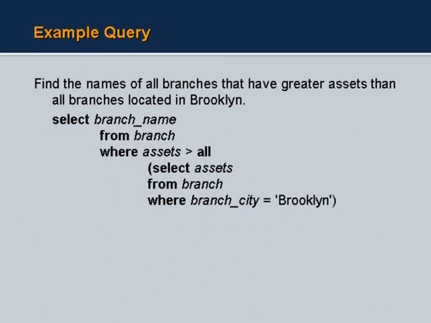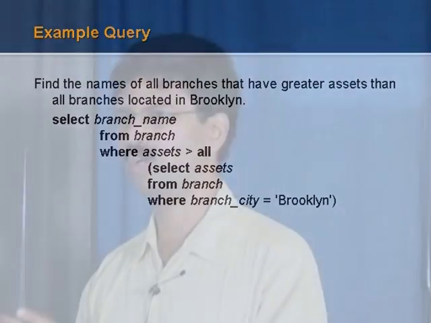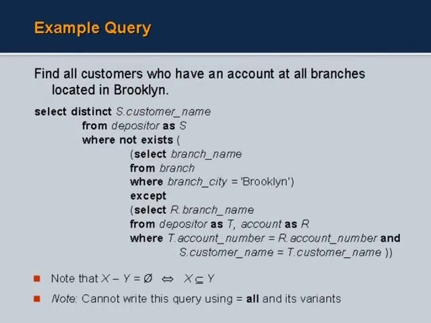It's actually a little confusing. So let me show this. Customers who have an account at all branches located in Brooklyn. So for customers, we get name, we get from depositor as before. In our exercise schema, to get the customer name, we actually have to join customer with depositor on customer ID. So you have to equate customer IDs. Here the customer name is directly available in depositor, so we can be a bit lazy here. So now we are looking for customers who have an account at all branches located in Brooklyn.